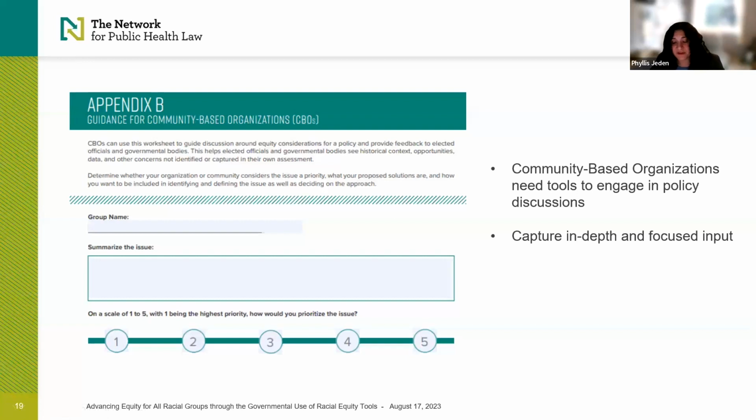Appendix B is also referenced under step 3. So this is a worksheet specifically for community-based organizations. Community-based organizations can use the micro toolkit themselves and go through it and find it helpful. However, with stretched time and resources, we wanted to create a worksheet that was specifically for more in-depth and focused input from community-based organizations. And again, through our work, we have found that community-based organizations are in need of tools to help facilitate this participation in policy discussion. So Appendix B can help with that. Next slide, please.